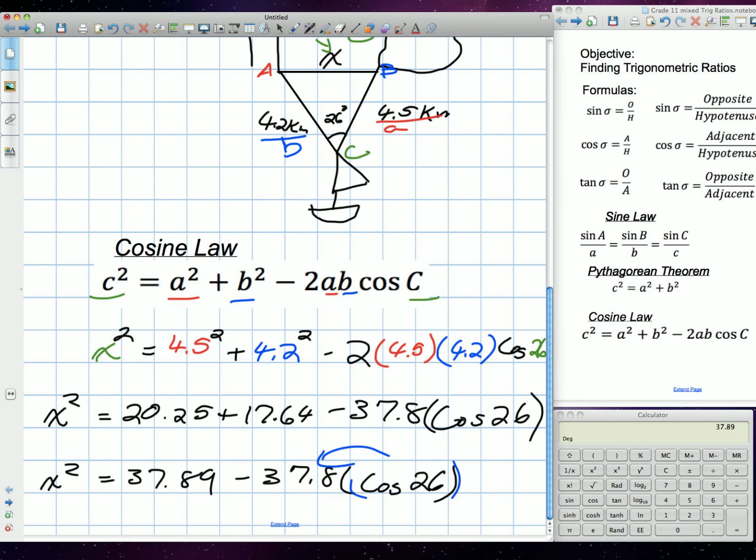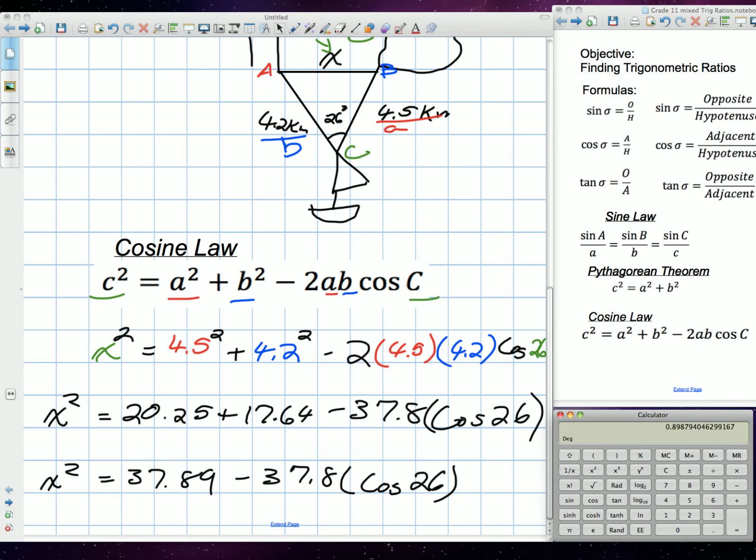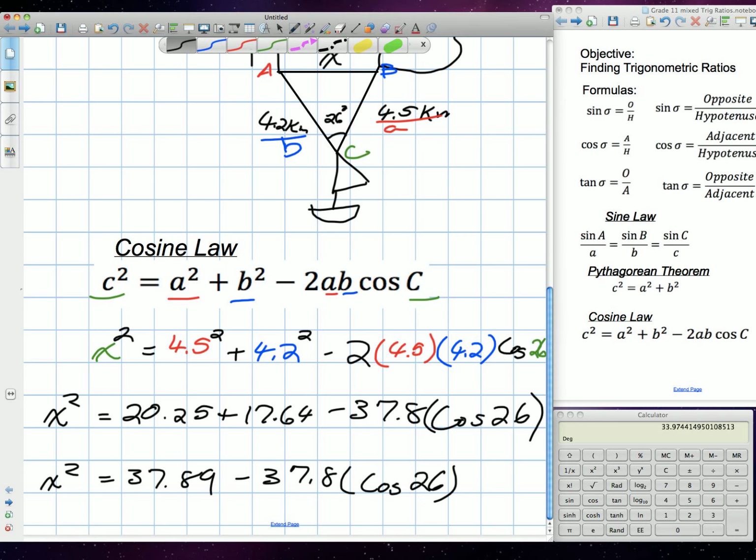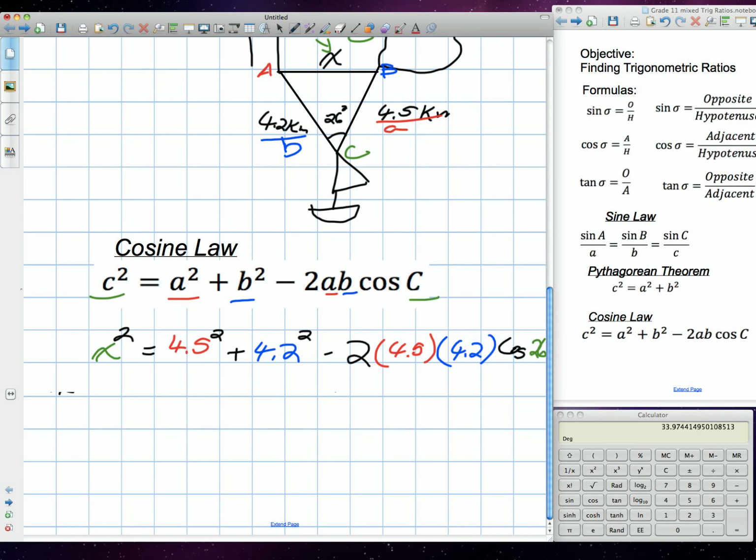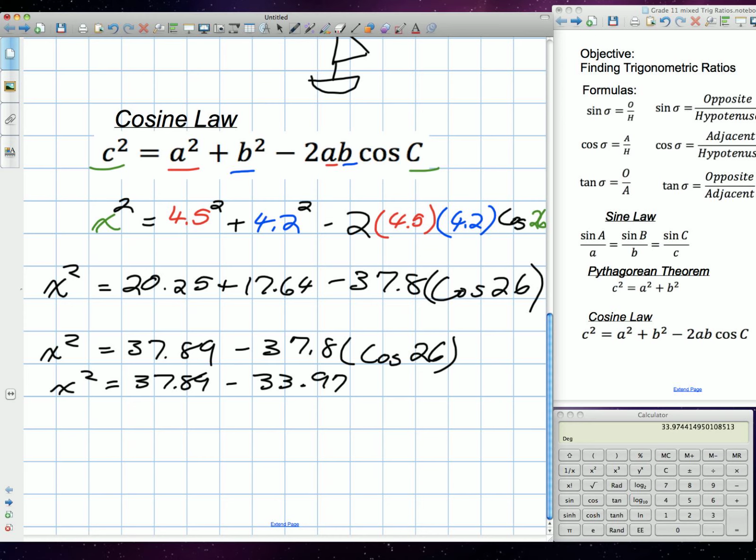Okay? So cos 26 gives us that number there. To keep it very accurate, I'm going to instantly multiply by 37.8. So we should have negative 37.8. I'm going to leave that subtraction sign there, so I didn't include it. Subtract 33.97. Okay. I'm going to subtract these two numbers, so we get 37.89 subtract 33.97, 3.92.